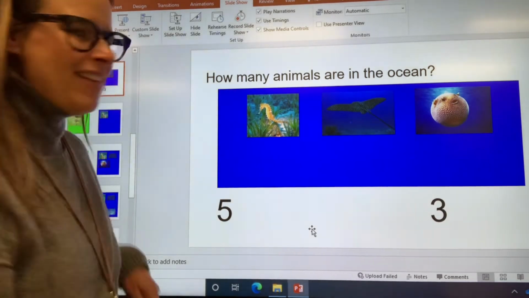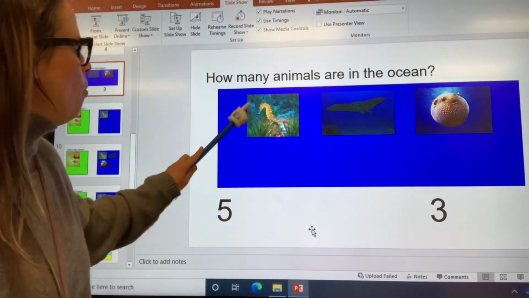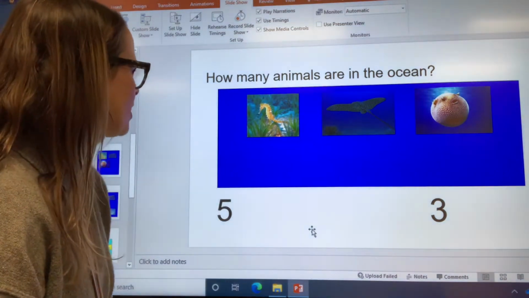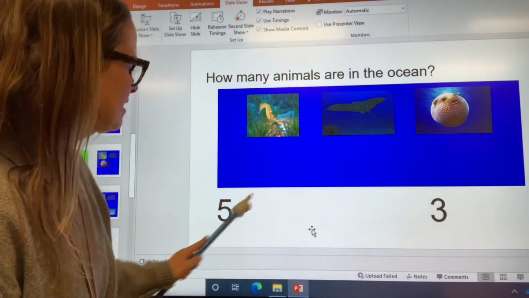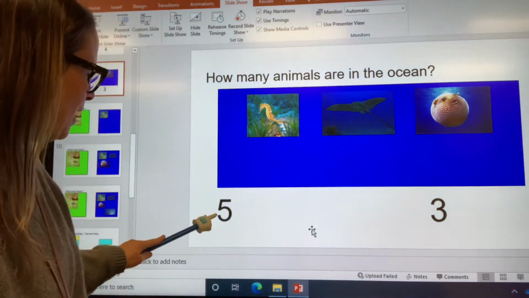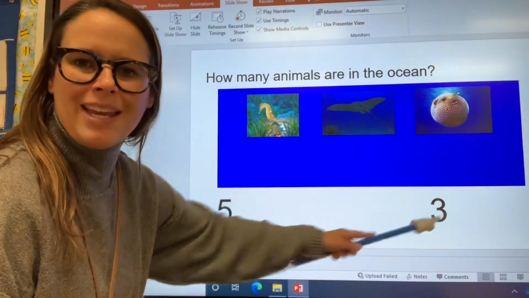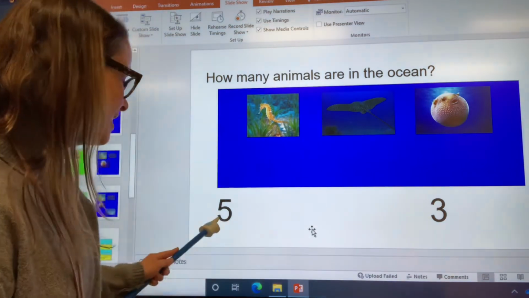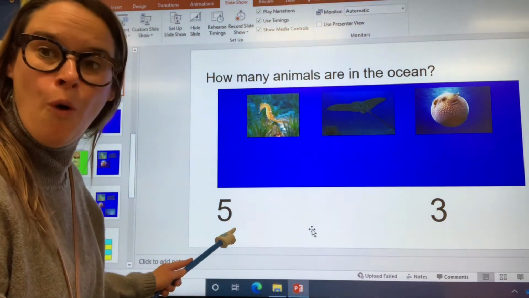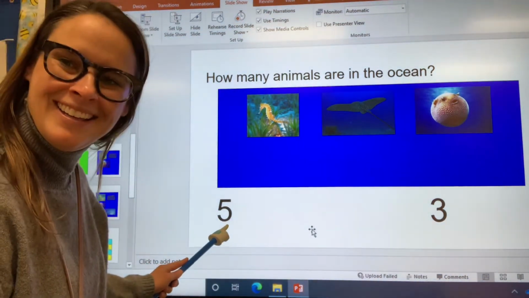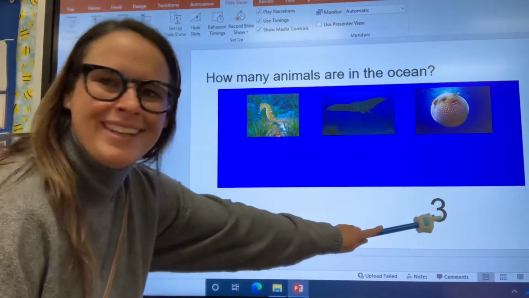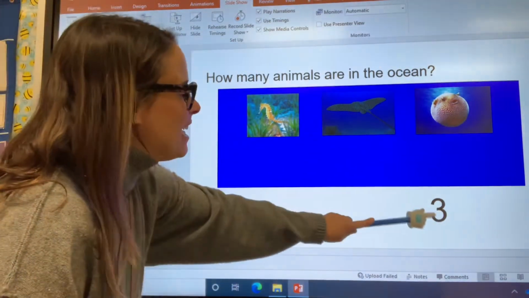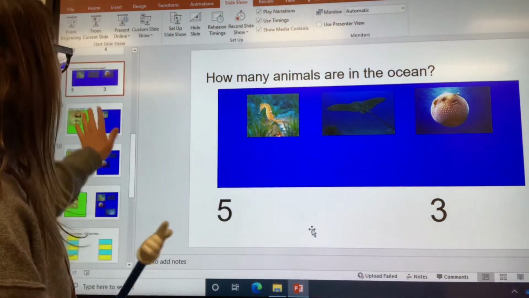All right, now let's count how many animals are in the ocean. 1, 2, 3. We got 3 animals in the ocean. Which one of these says 3? Does this say 3? Or does this say 3? Which one? You point on your screen. Did you point to this one? No, good, because this one says what? 5, good. What about this one? 3, very good. There's 3 sea animals, number 3.